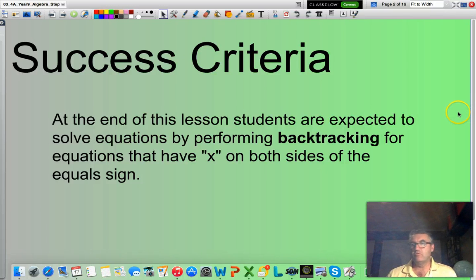Hello and welcome to my next presentation on solving algebraic equations. This time we're going to look to perform backtracking for equations in which we have a variable such as x on both sides of the equals sign.